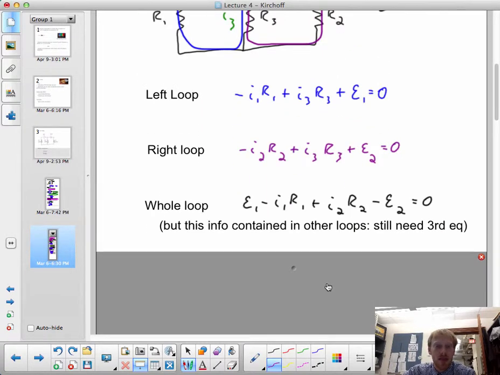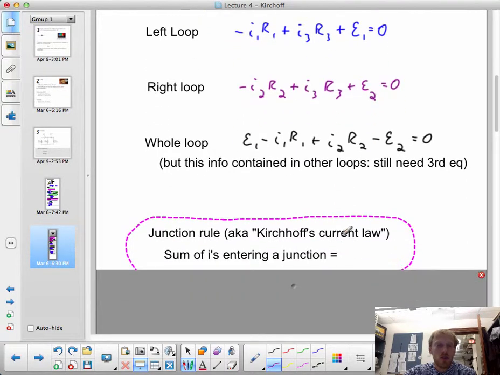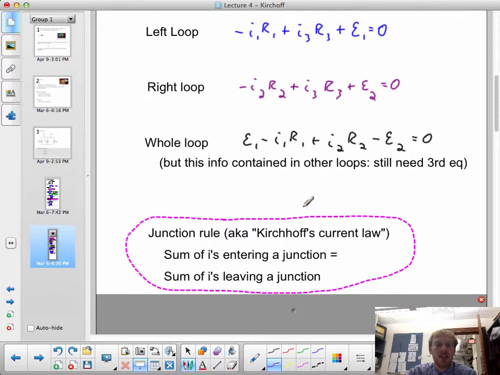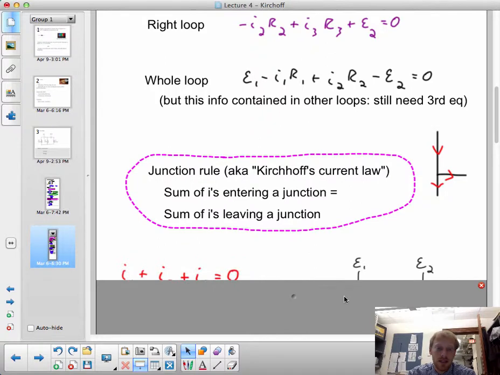We need another statement, and that is Kirchhoff's current law, Kirchhoff's junction rule. It says that the sum of the currents entering a junction is equal to the sum of currents leaving a junction. That makes sense. That's the statement that current is conserved. If I had a branching like this and the current split up like that, this amount of current down is equal to that amount of current out plus that amount of current out at that junction. That's the conservation of current.